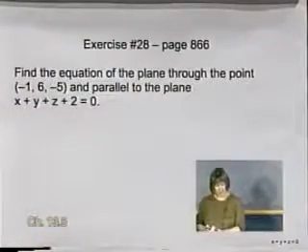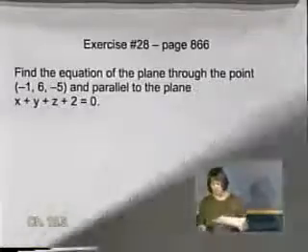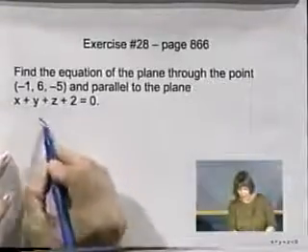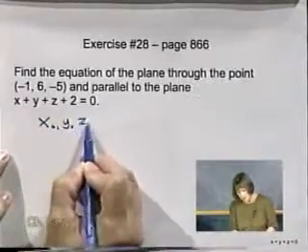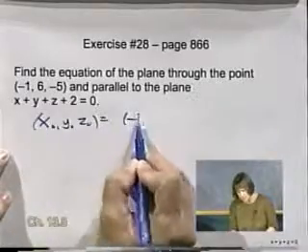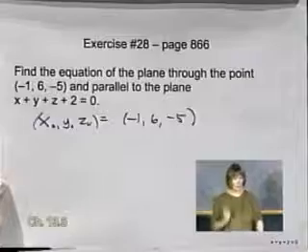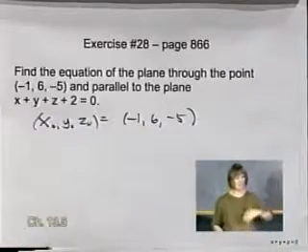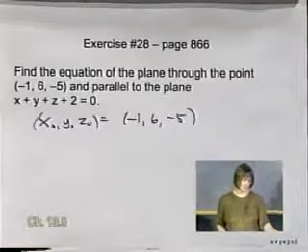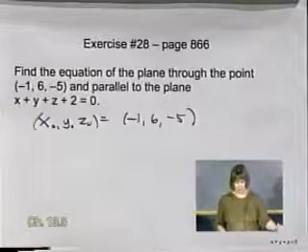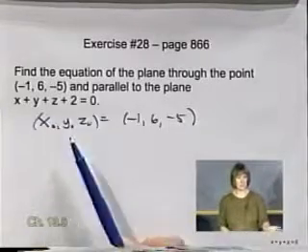The problem here is exercise 28. Find the equation of a plane through the point x naught, y naught, z naught, which is -1, 6, -5. But they're not telling me a vector perpendicular to my plane, which is what I need. Instead, they're telling me that it's parallel to this plane.